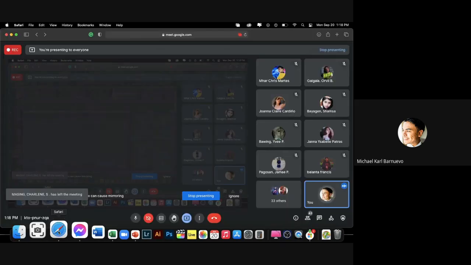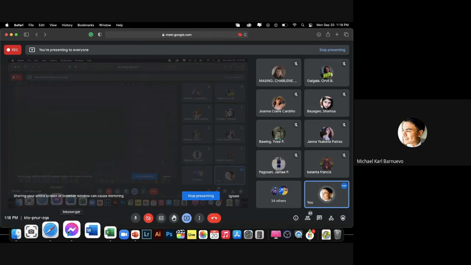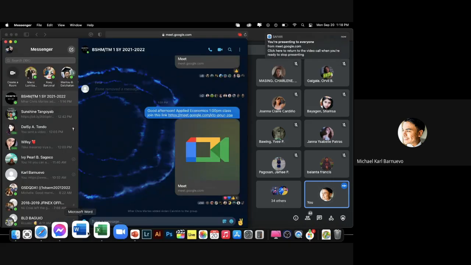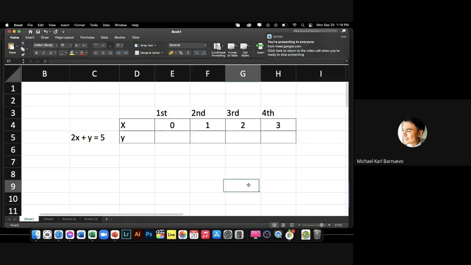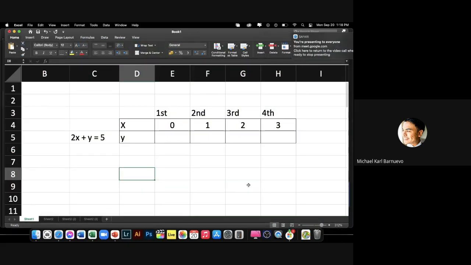Tingnan natin, may nag-join ba? Wala pa naman po. Oh, may nag-leave na. Bakit? Math lang yung usapan natin, nag-leave na. Alright, sige. Again, rine-refresh lang natin yung knowledge sa algebra.